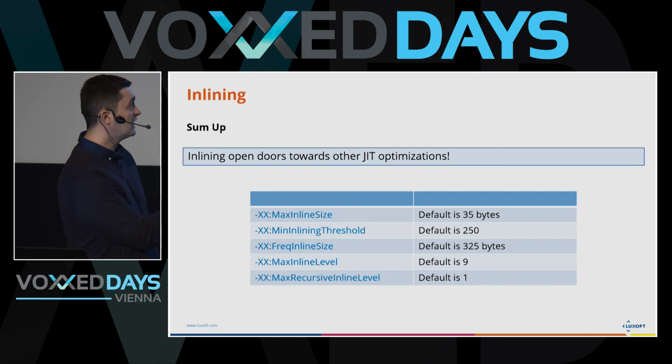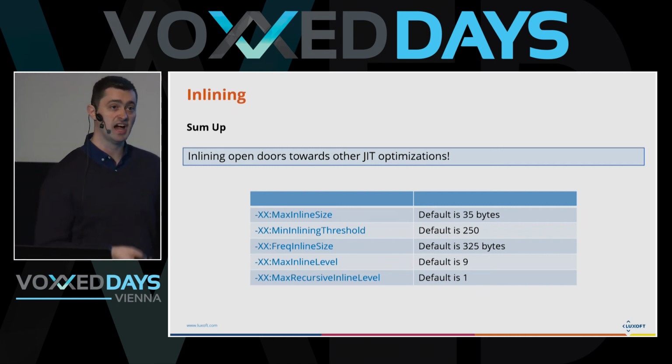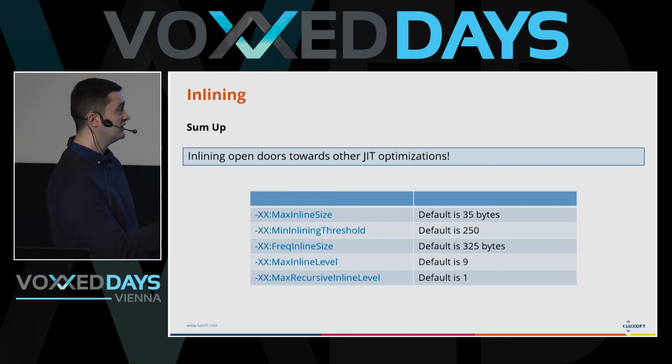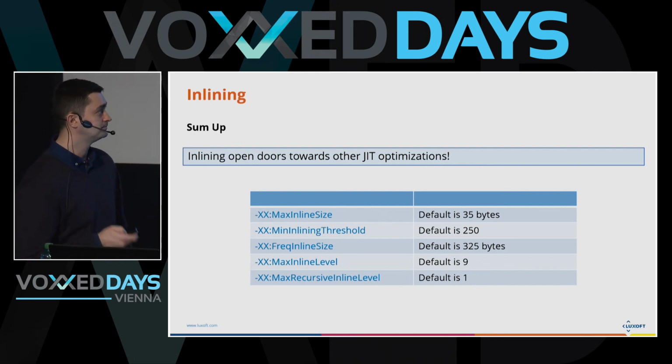As well, the max inline level, the call depth level that we discussed, is 9 by default, and there is a max recursive inline level for recursive calls, which is set to 1 by default.